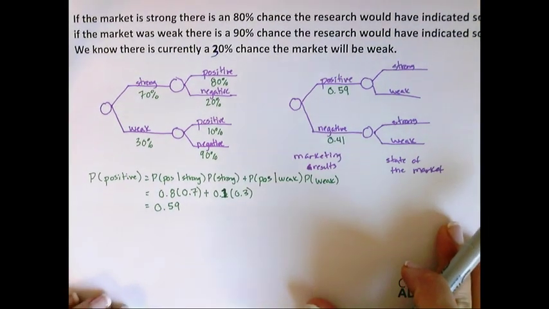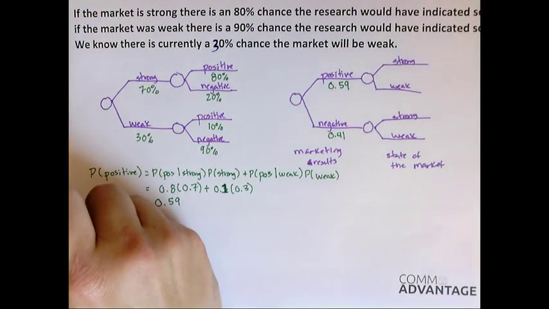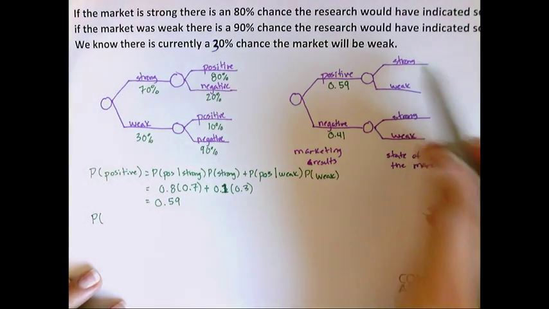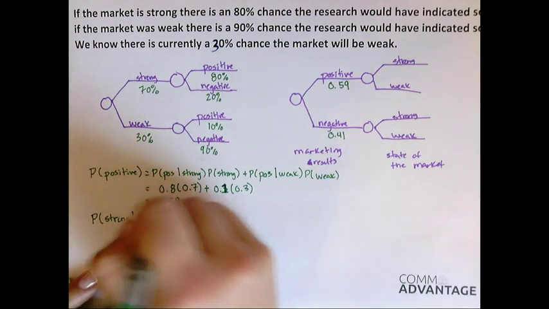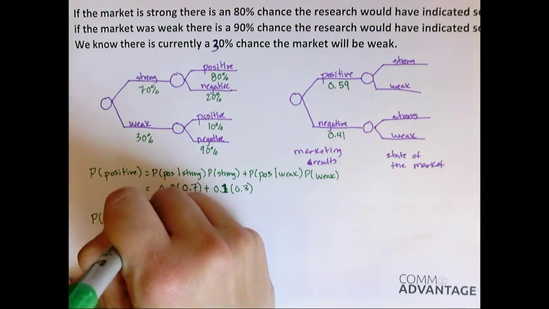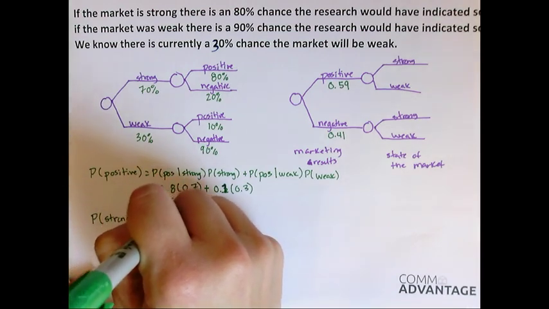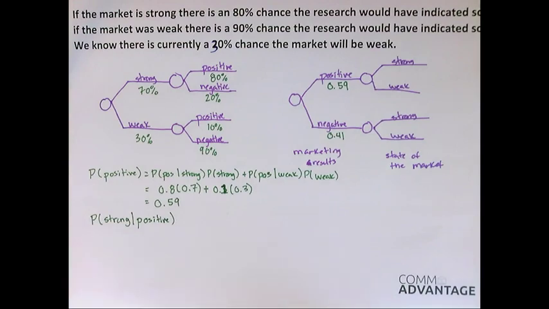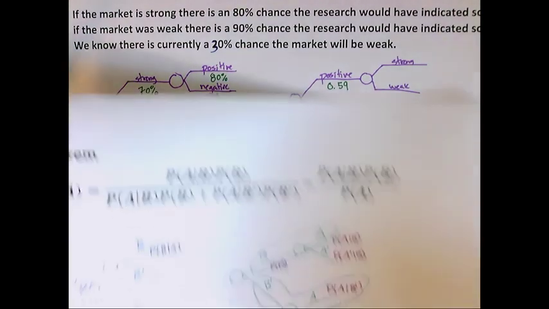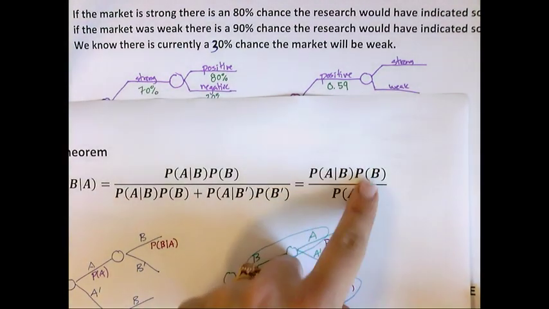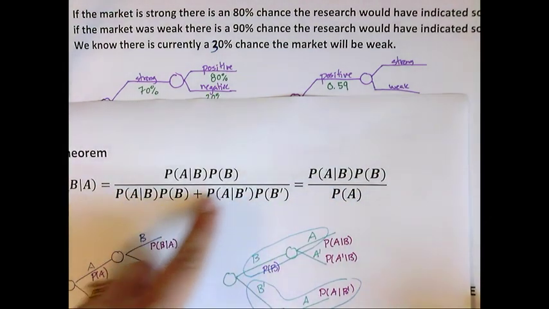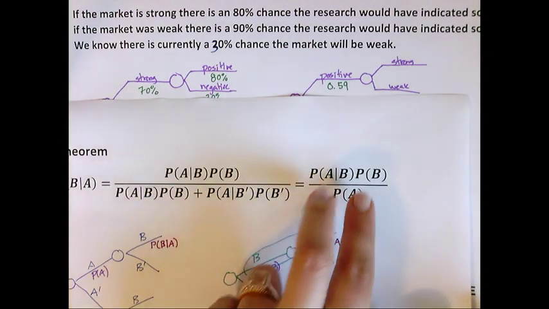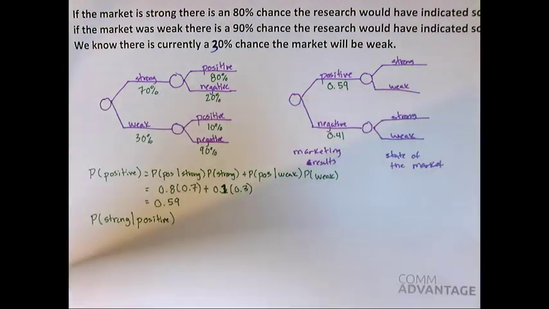So if I want the probability that the economy is strong, given that we had positive research, well, I can use my Bayes formula because I've already figured out that denominator. I don't need to go through the big part here. And remember, it's just flipped from whatever we're looking for.